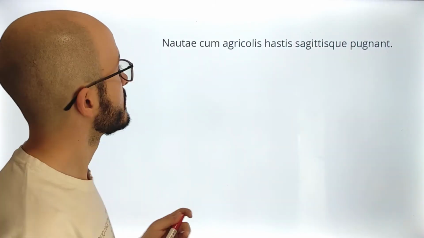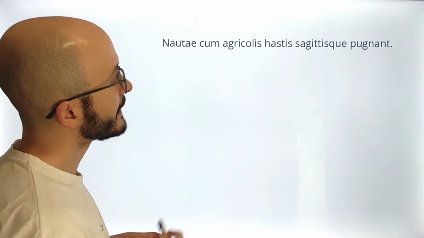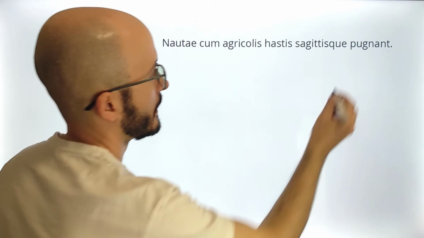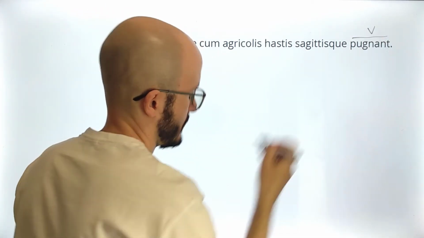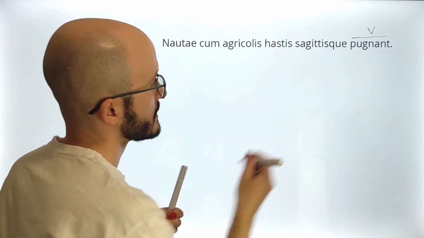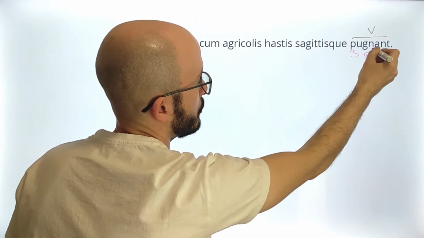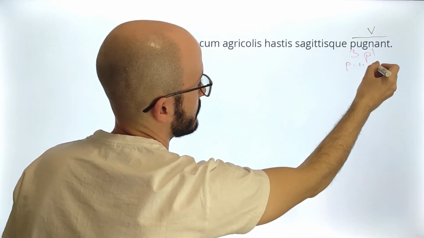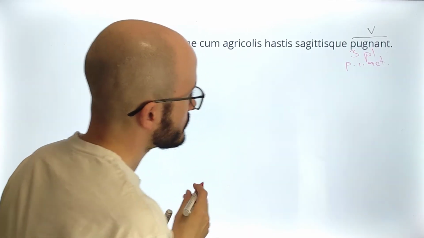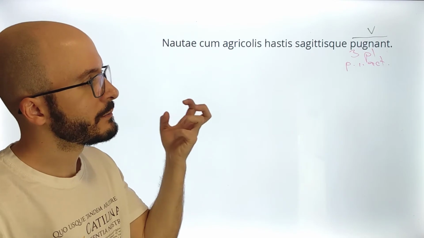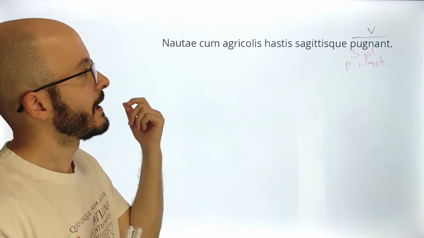Next sentence, nautae cum agricolis sagittisque pugnant. And here again we find the verb in the last position of the sentence, and here we have third person plural, present indicative, active. Now, how do we make a sentence with the verb to fight?